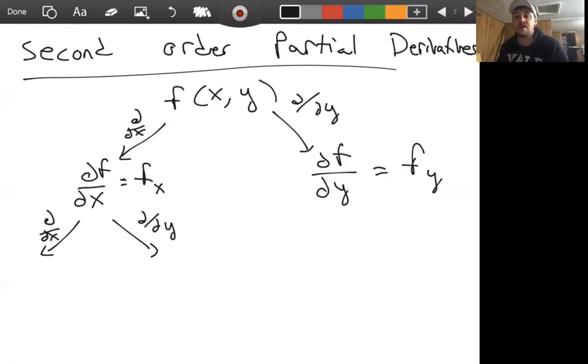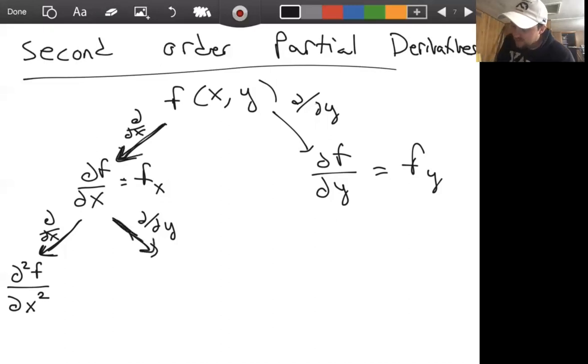And what we get is, for df dx, there are 2 second order partial derivatives. If you take the partial derivative with respect to x twice, notice if you follow this arrow and then this arrow, we write partial squared f partial x squared. And if we take the derivative with respect to x first, and then the derivative with respect to y, this is partial squared f partial x partial y.